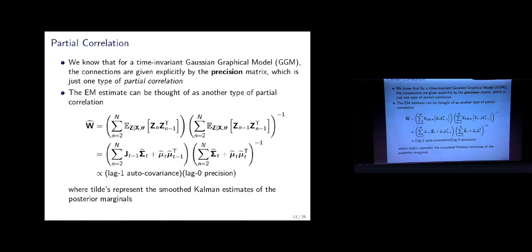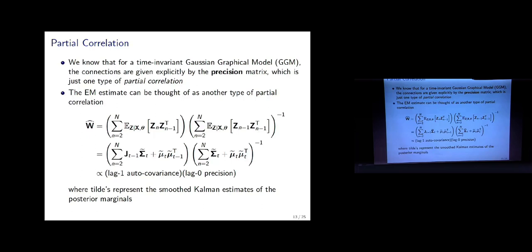Now, why is this? We know that if we just have a GGM, just a standard time invariant graph, we can explicitly get the set of conditional independencies from the precision matrix. But the precision matrix is just one type of a general idea called partial correlation. Partial correlations are really just pairwise correlations conditioned on some set of the network. And precision is, in fact, the largest type of partial correlation, in the sense that you condition on everything else in the network besides the pair that you're looking at.